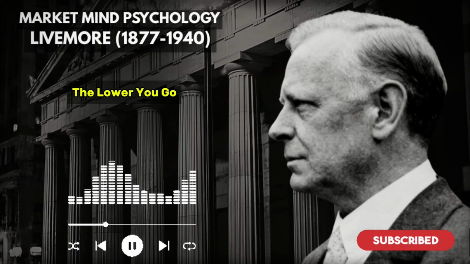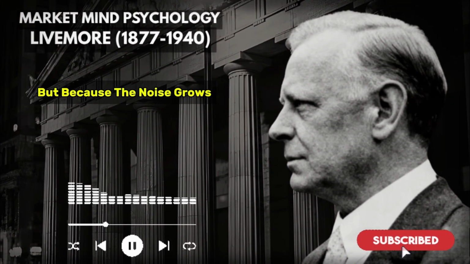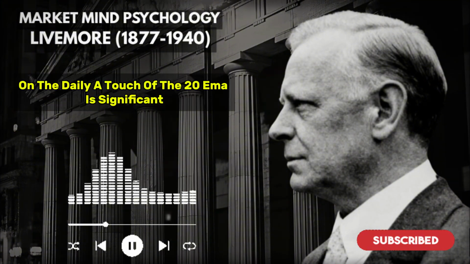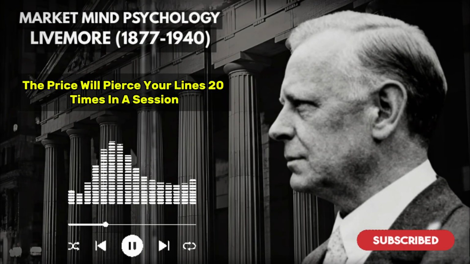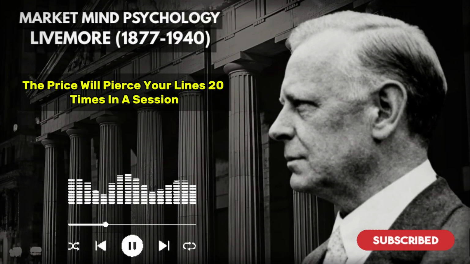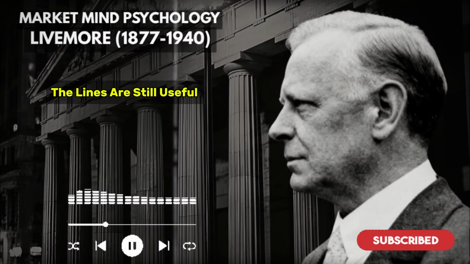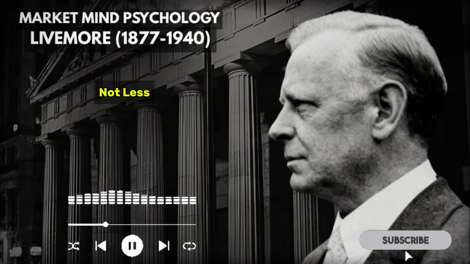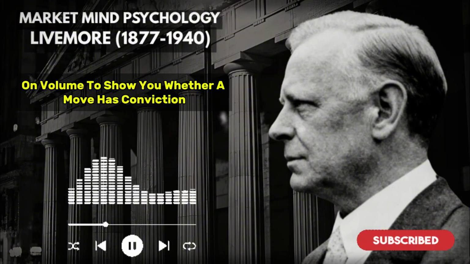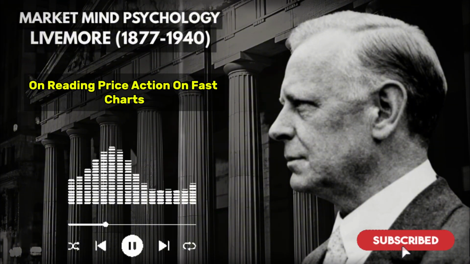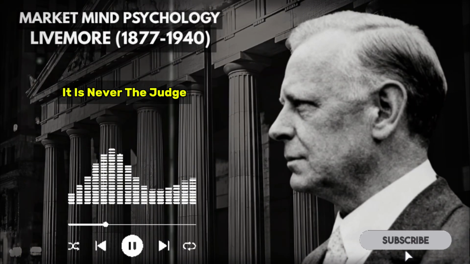And a word of caution as we go faster, because it matters more with each floor we descend. The lower you go, the more the moving average lies to you. Not because the math changes, but because the noise grows. On the daily, a touch of the 20 EMA is significant. The market thought about it. On the 1 hour, the price will pierce your lines 20 times in a session for nothing more than the random breathing of the market. The lines are still useful, but they demand more confirmation, not less. This is exactly where you lean on the other tools, on volume to show you whether a move has conviction, on reading price action. On fast charts, the moving average is a member of the jury. It is never the judge.